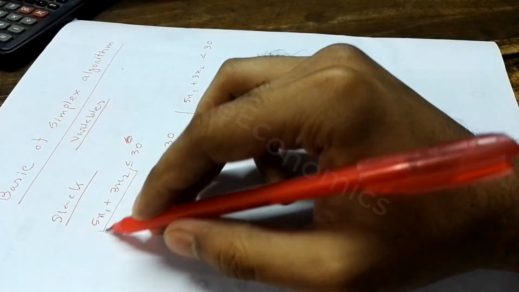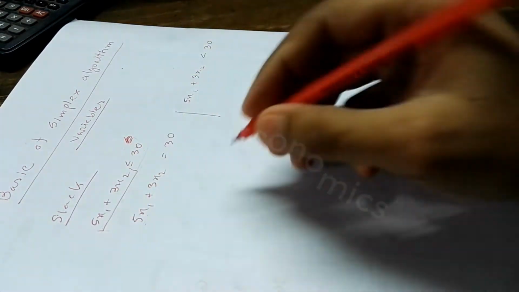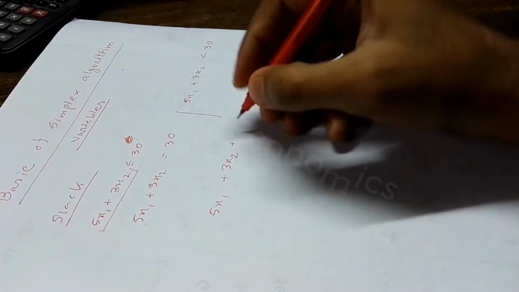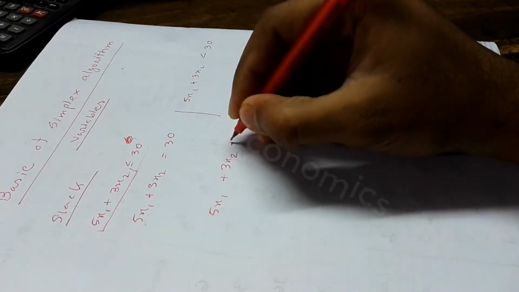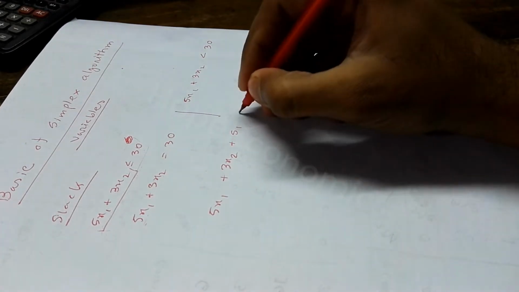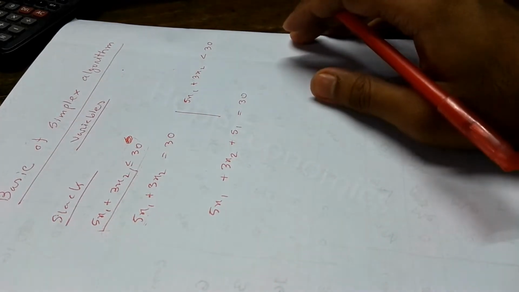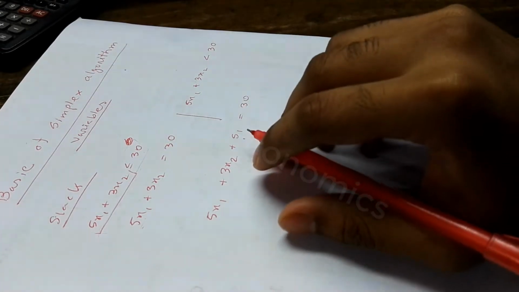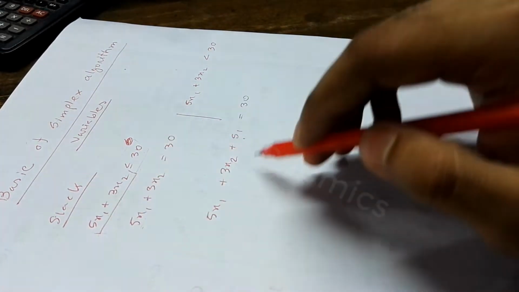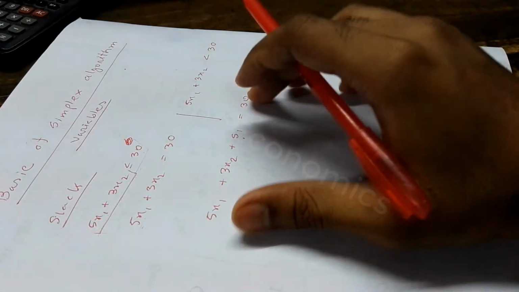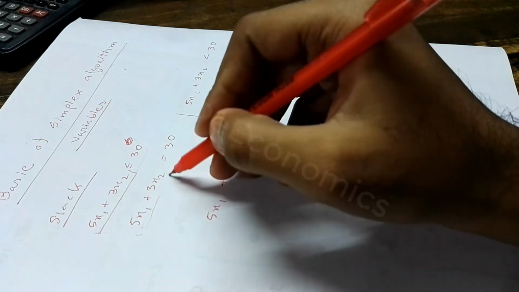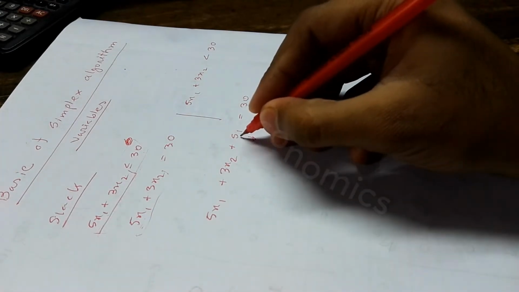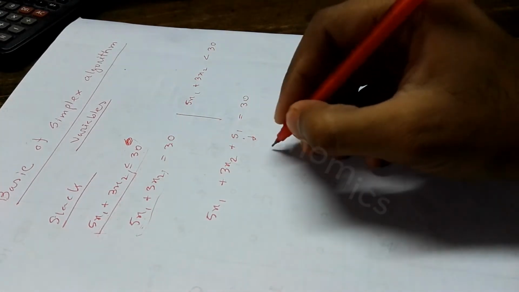So let's consider that we want to convert this into an equation. So 5x1 plus 3x2 plus, say, consider s1 equal to 30. So we added an extra variable named s1 to make this inequality an equation. If the left hand side is equal to 30, then our added variable's value will be 0.